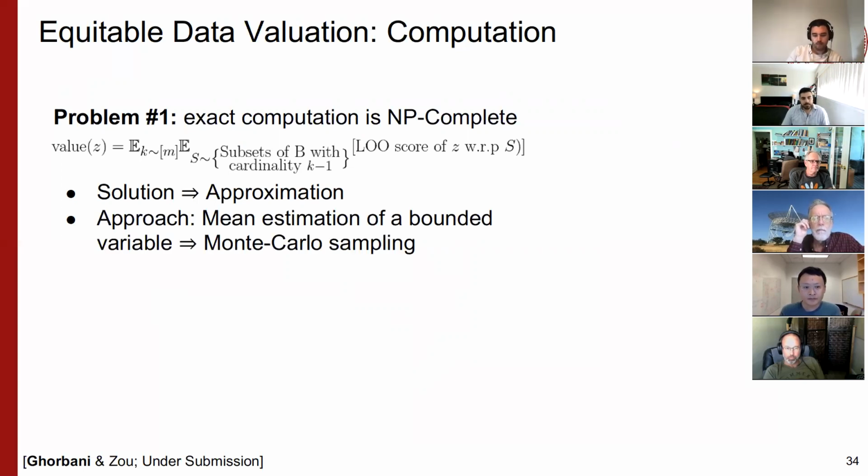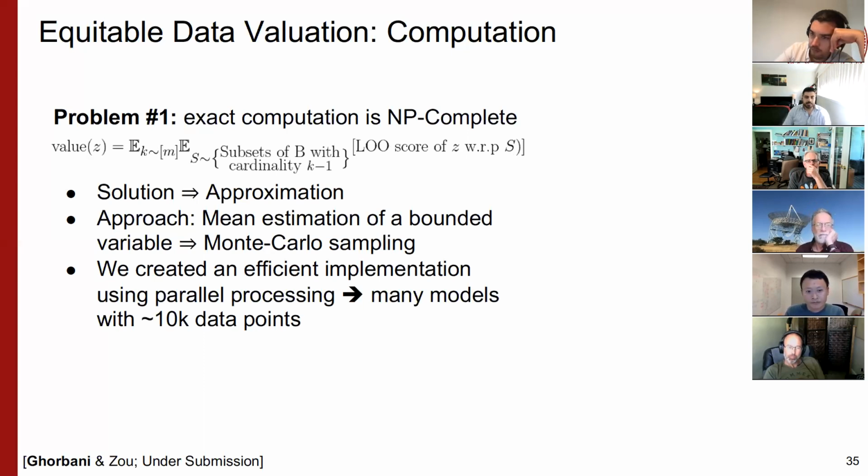So what is the approximation approach? If you look at this definition, the data Shapley value of point Z is basically a mean estimation problem. So you have this random variable, which is the leave-one-out score of Z with respect to some random subset S. And if your performance metric is bounded, let's say it's test accuracy or F1 score, this random variable is bounded. So you are doing the mean estimation of a random variable, so you can use all of the existing concentration bounds to have a good estimation of that random variable. And that's exactly what we did.